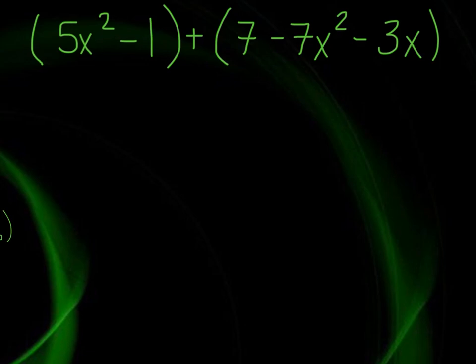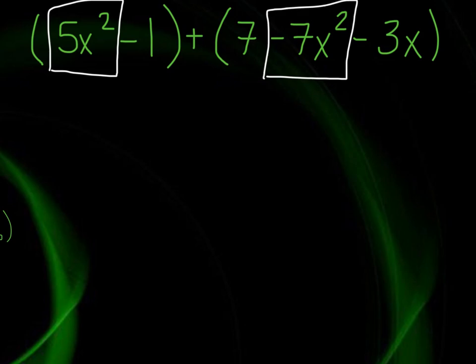(5x squared minus 1) plus (7 minus 7x squared minus 3x). So again, I'm going to start by combining my x squared terms. So let's figure out where those are. So we've got our 5x squared here, and then over here is a minus 7x squared. So looking at the coefficients, I'm going to do 5, or positive 5, minus 7. 5 minus 7 is negative 2. So we're going to have our first term as negative 2x squared.